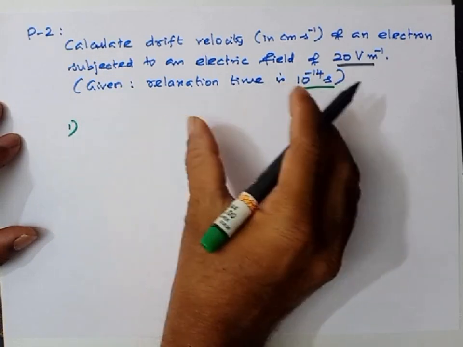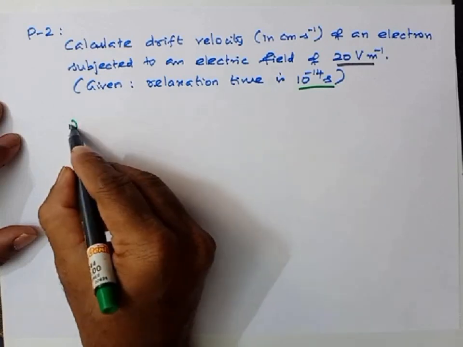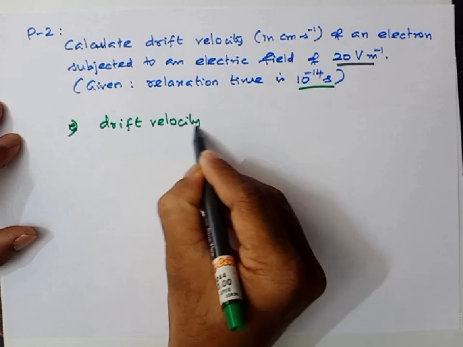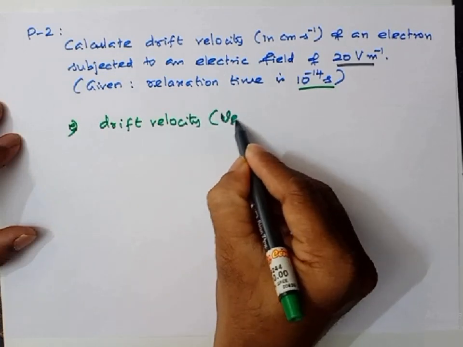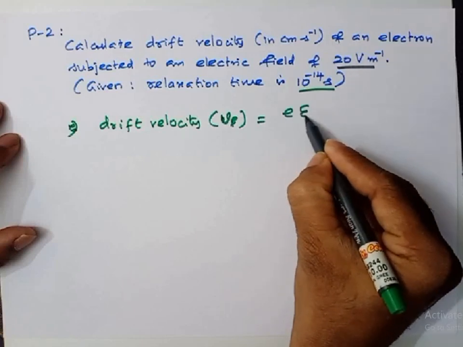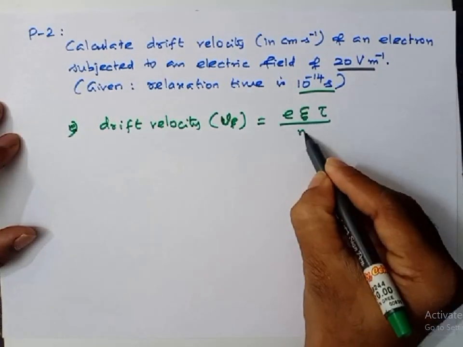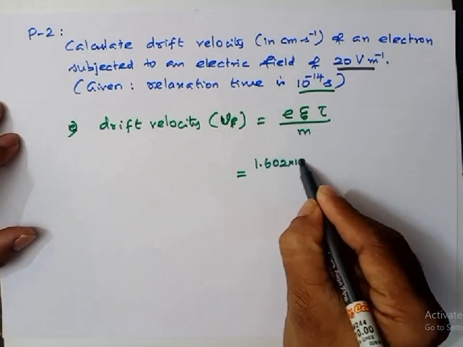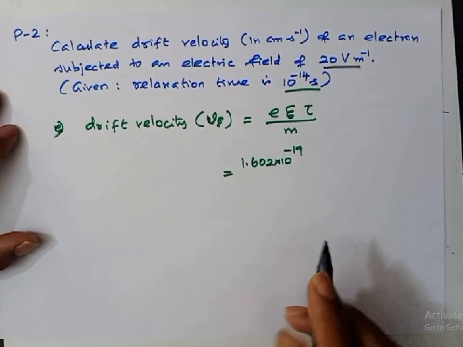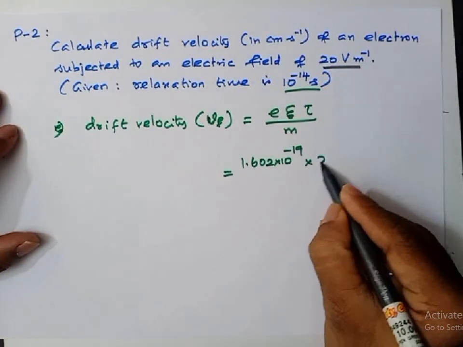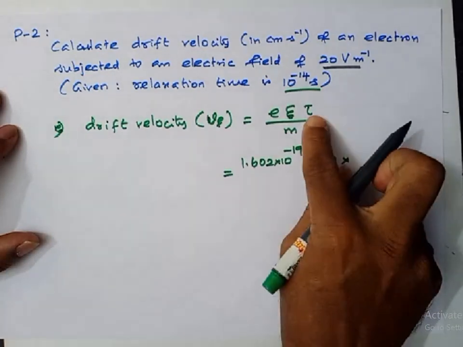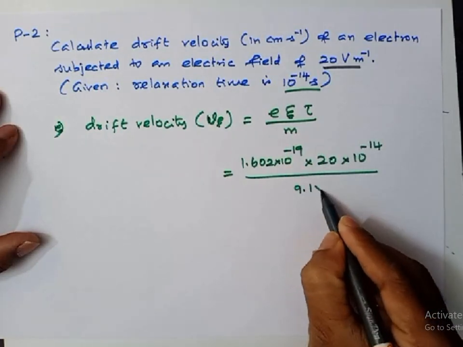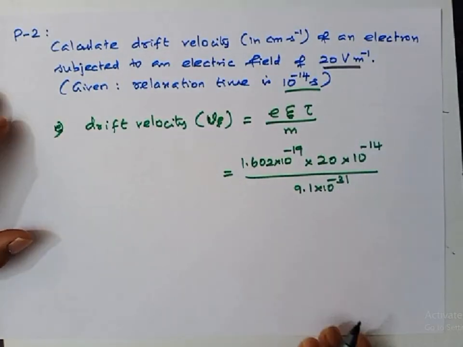So we have to write the data actually. Let me write directly. The formula for drift velocity is given as Vd equal to e into E into tau by the mass of the electron m. Clear? The e value is 1.602 into 10 power minus 19 coulomb, the charge on each electron, into the electric field strength 20 volt per meter, into the tau value given, 10 power minus 14, divided by the mass of the electron 9.1 into 10 power minus 31 kg.